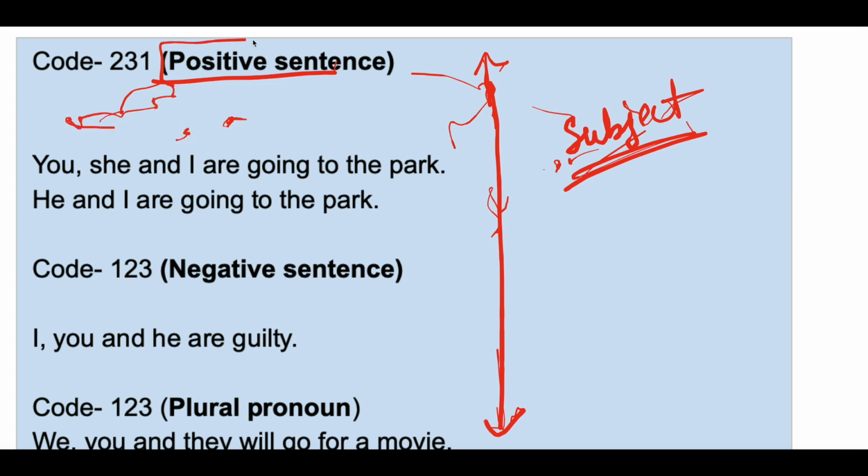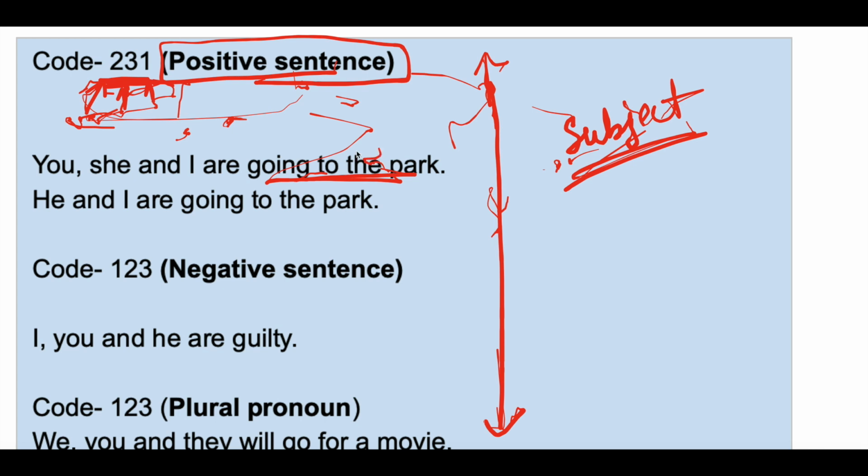So when the sentence is a positive sentence, that is, the meaning is positive, then the code is 231. 231 means second person, then third person, and then first person. You, she and I are going to the park. So going to the park is a positive thing. There is nothing wrong in it, so we will consider this to be a positive sentence. You is second person, she is third person, and I is first person. Okay, you, she and I are going to the park.